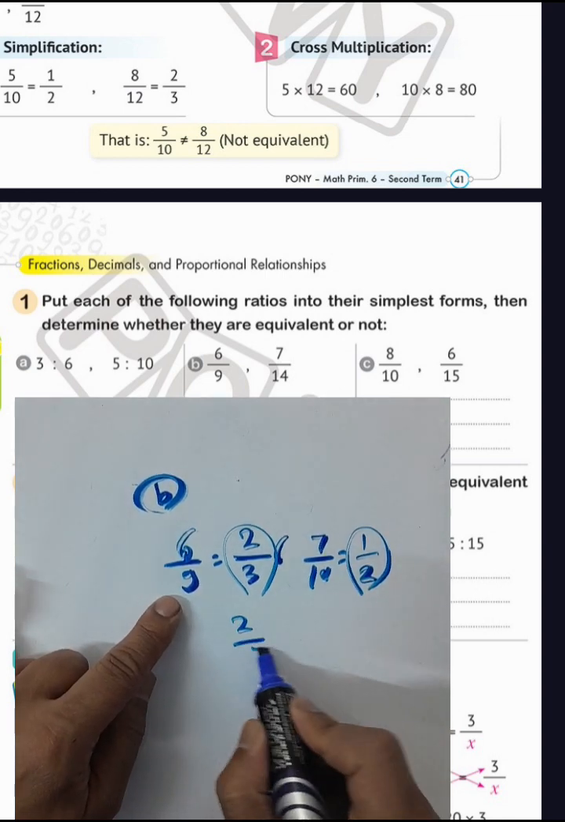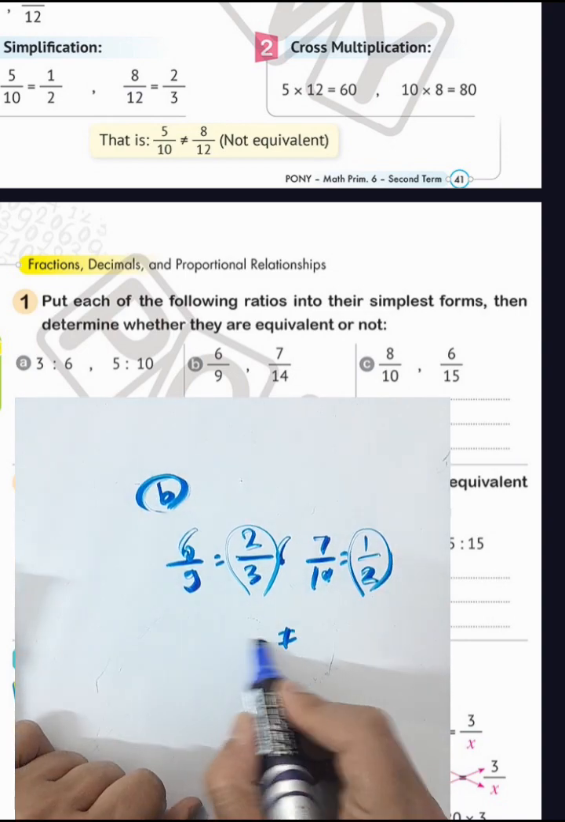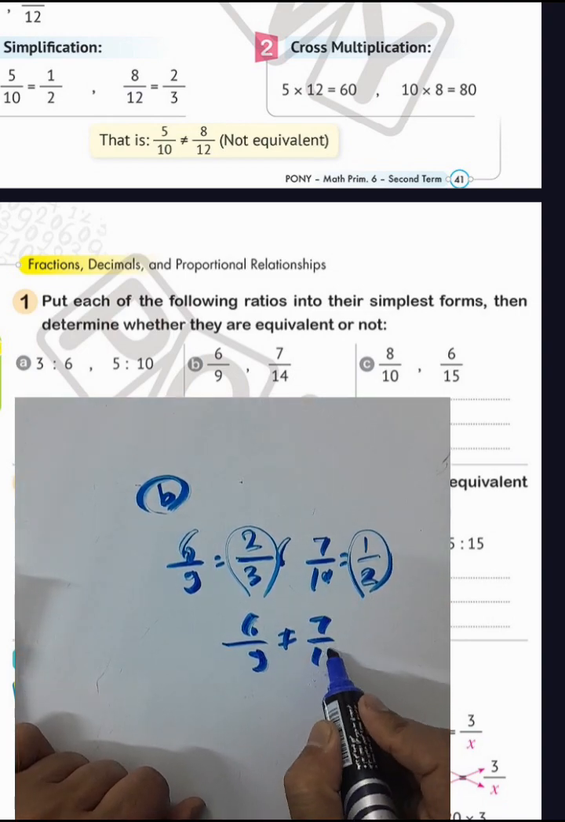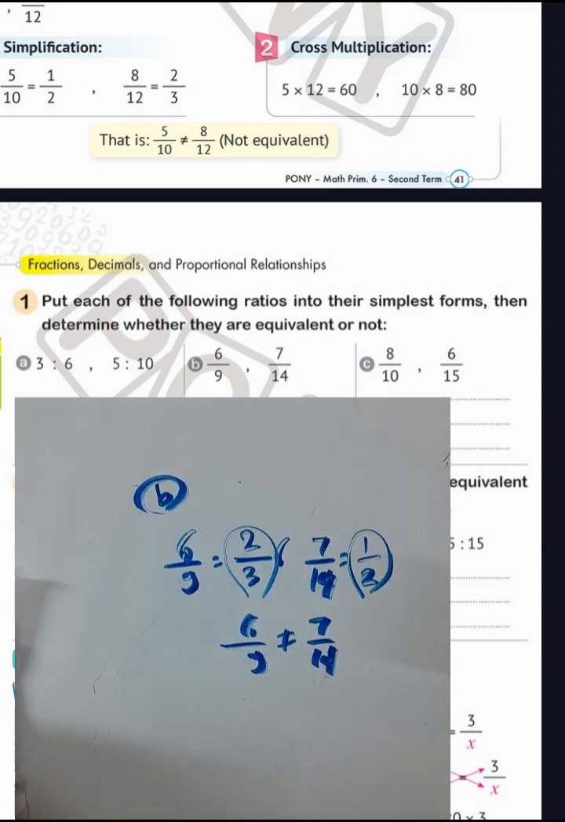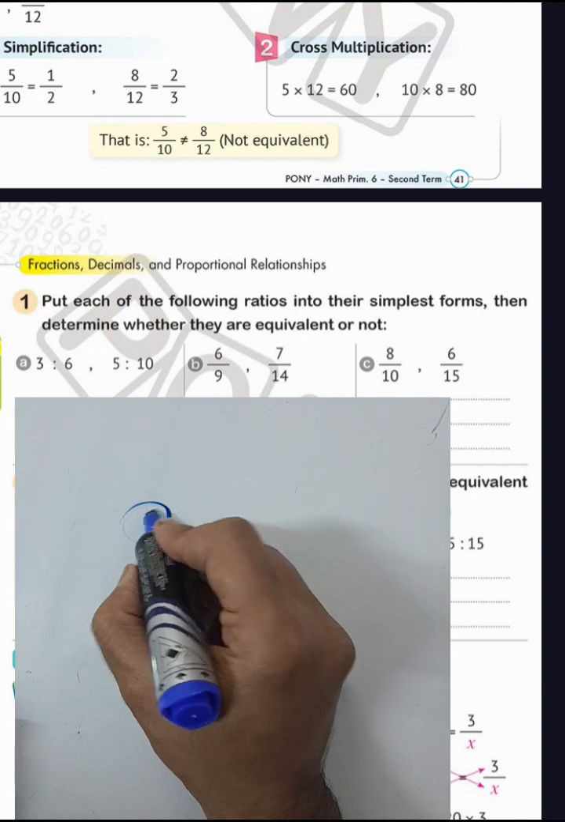Then 2 over 3 is not equivalent to 1 over 2. It means the two fractions are not equivalent. 6 over 9 is not equivalent to 7 over 14. Not equivalent, okay.